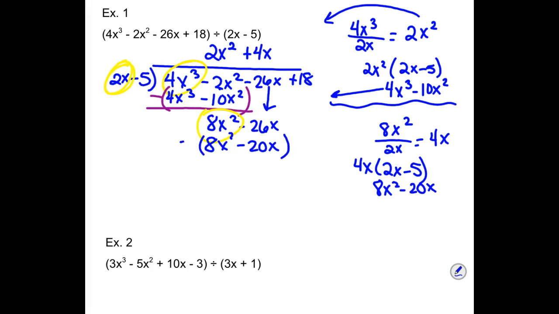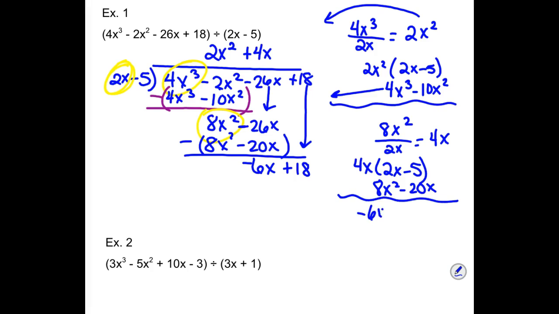And again, I am subtracting there. 8x squared minus 8x squared is 0. I had a negative 26x. I'm subtracting a negative 20, so I'm really adding 20 x's. That leaves me negative 6 x's. Then I bring down my last term of 18. And one more time, I'm going to go through that process.